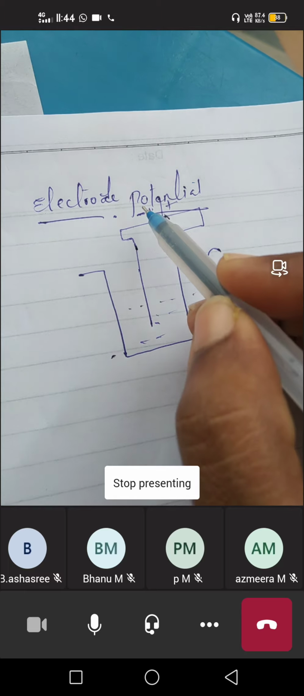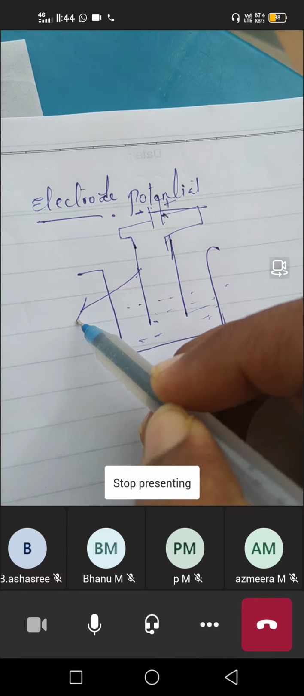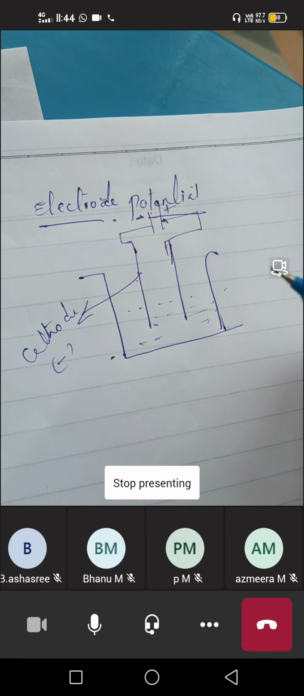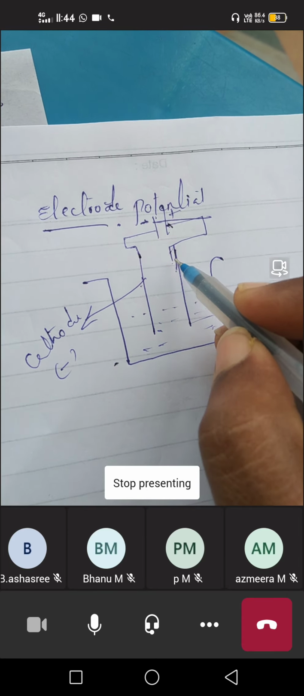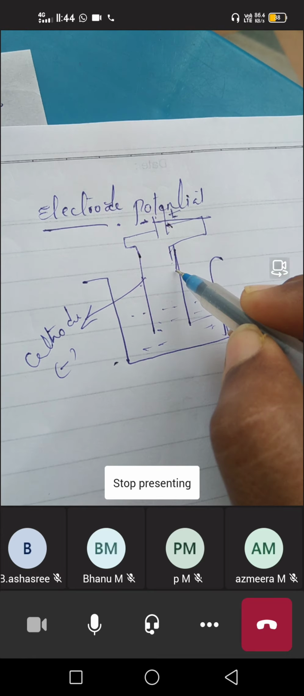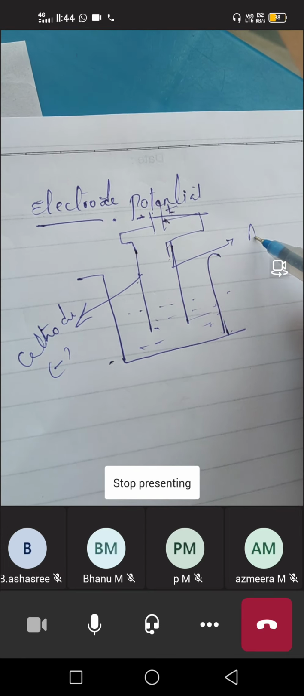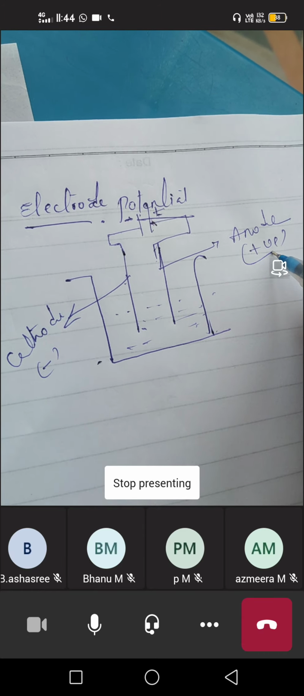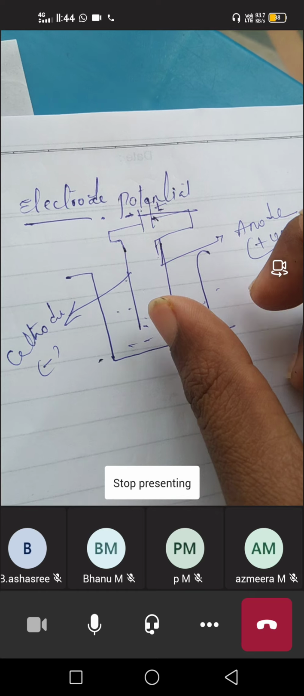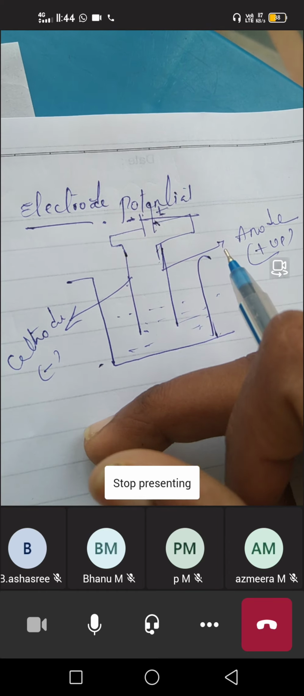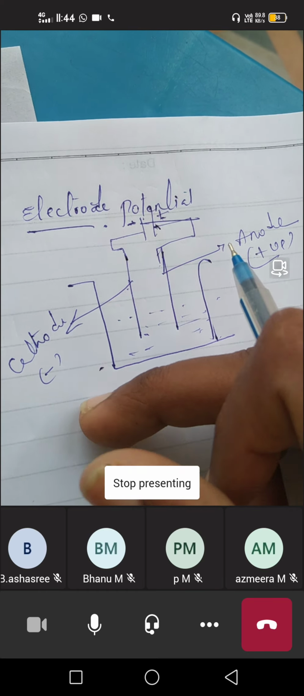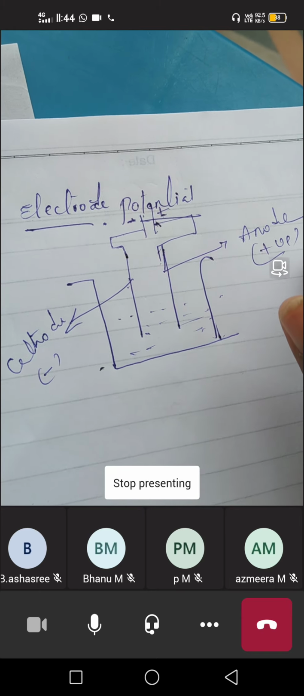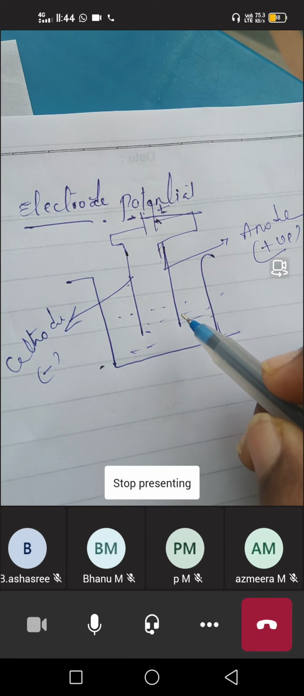The metal rod connected to the negative terminal we call the cathode, so the cathode has a negative charge. The rod connected to the positive terminal is considered the anode, so the anode has a positive charge. We have two metal rods: one acting as the cathode, containing negative charge, and the other acting as the anode, containing positive charge.